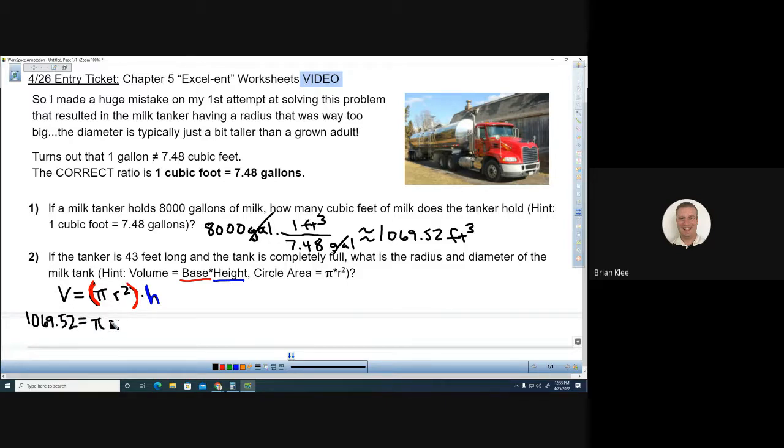We don't know the radius squared, but we do know the height. Whatever that circle area at the front is going to be repeated backwards 43 times. So that's why that's the height. Clearly that is how many times the base gets repeated. And if I turn the milk tanker upside down, that would become the height. It's the circle area times what depth, what length, what height that circle area is repeated.